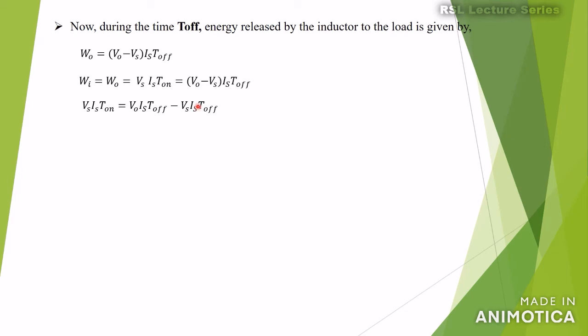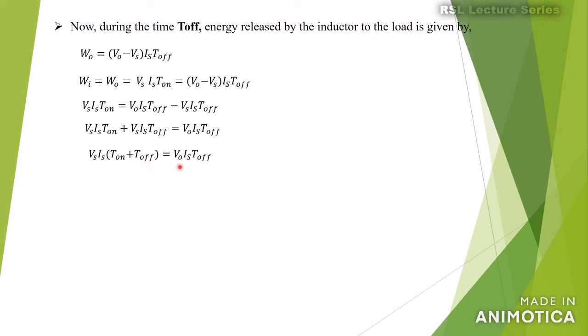So now taking this negative term to the left hand side, we can write Vs Is into T on plus Vs Is into T off is equal to V naught Is into T off. Here Vs into Is is common. Taking Vs Is outside, we can write Vs Is into (T on plus T off) is equal to V naught Is into T off. Here Is and Is will get cancelled, and we all know that T on plus T off is equal to the total chopping period T.